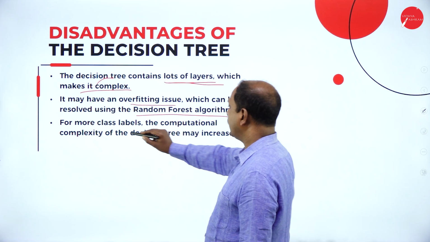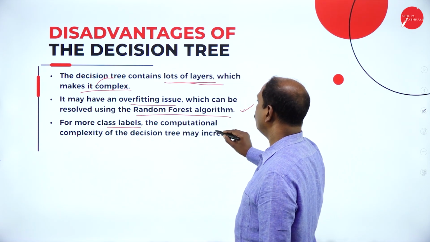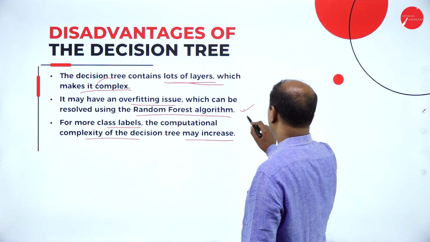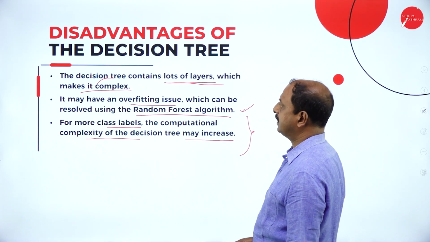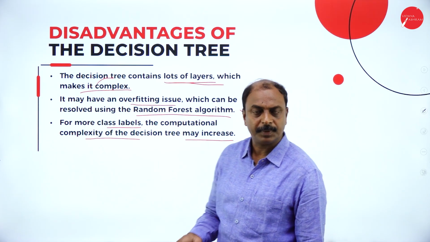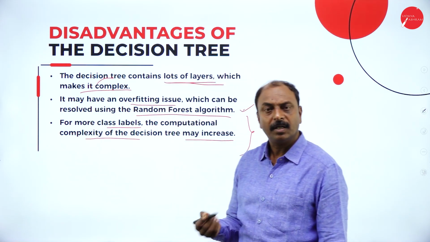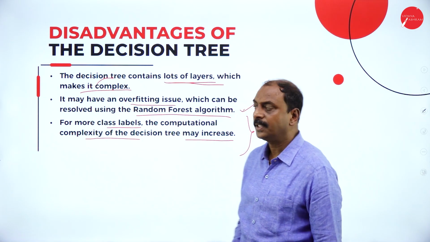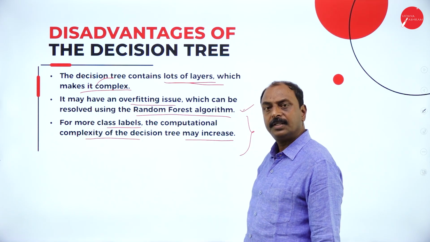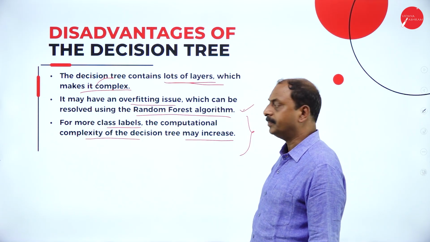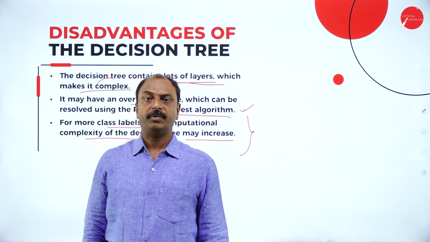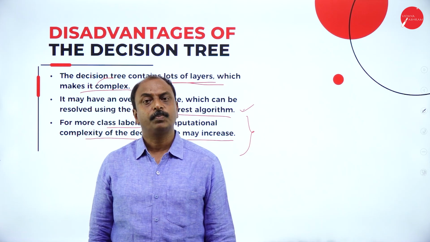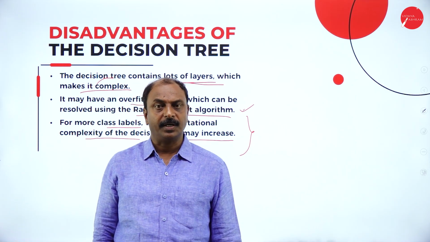For more class labels, the computational complexity of the decision tree may increase. In general, we can say that this may not be an optimal or right algorithm for complex problems. That is the main disadvantage of the decision tree algorithm. Students, so far we have discussed the decision tree. It is one of the supervised learning algorithms.